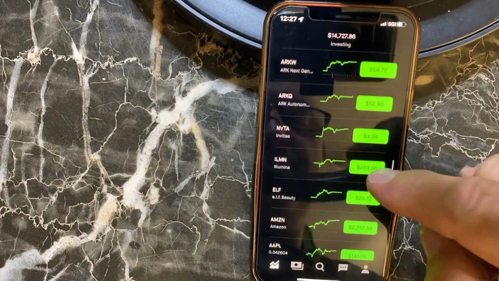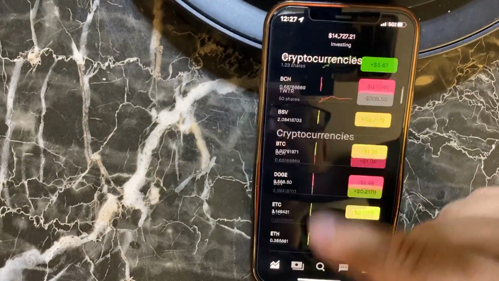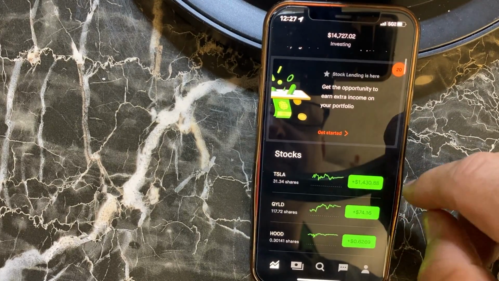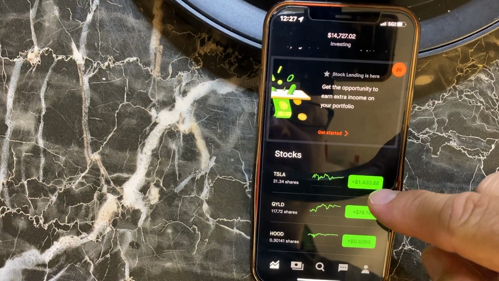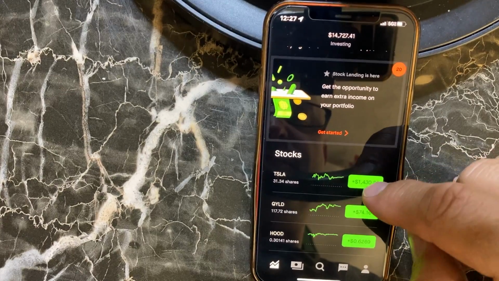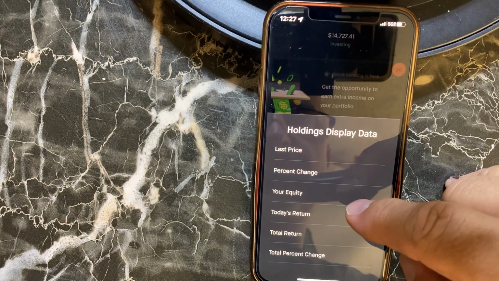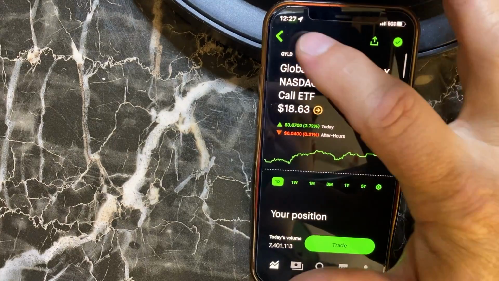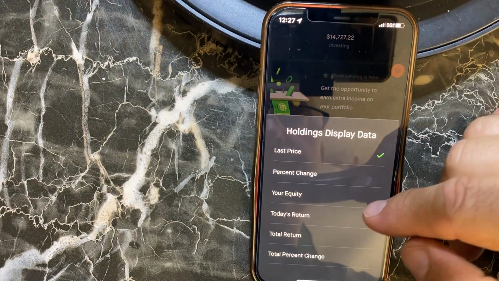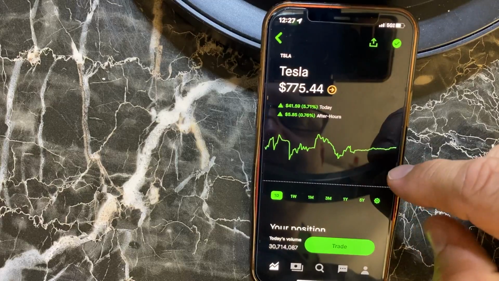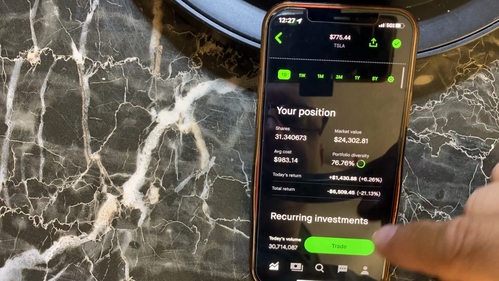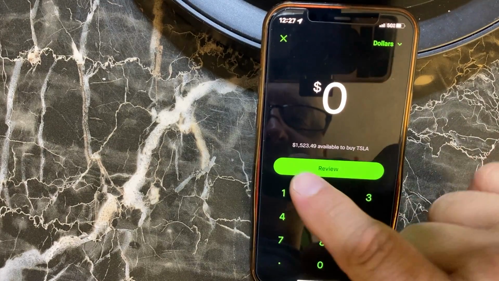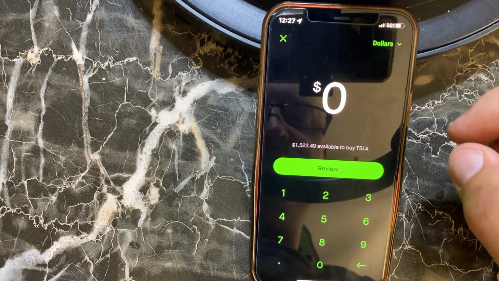But anyway, if you want to buy stock, let's go back up to Tesla here. See, I've got $1,500 worth of buying power, and it's after market. Usually, if you're in the market time, you can buy right away. But see, Tesla, last price. So all you do is hit trade and then buy. And then it tells you how much you can buy, up to $1,500.